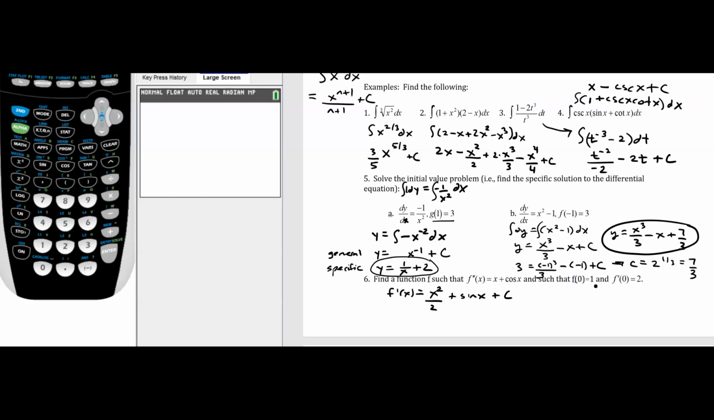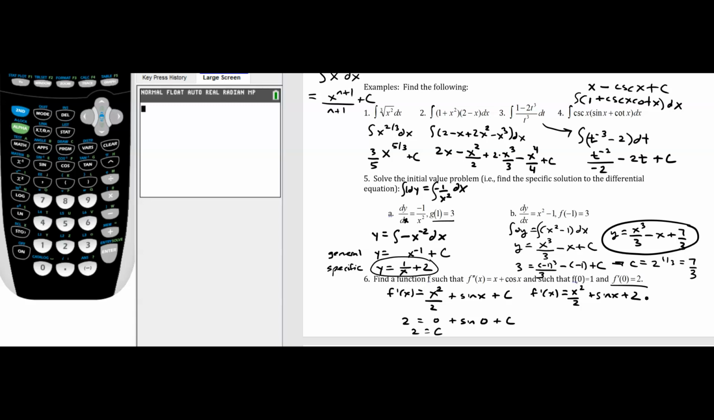So I can't plug this information in. I have to plug this information. So I have to plug 0 in for x into my f prime function and 2 in for y. So I get 2 equals, that'll be 0 plus the sine of 0 plus c. Well, what is c equal to? Well, I guess we need to know what sine of 0 is equal to. And I think the sine of 0 is equal to 0, isn't it? Sine of 0 is, yeah, because the cosine of 0 is 1. Sine of 0 is 0, so c ends up equaling 2. If c is equal to 2, then f prime of x is equal to x squared over 2 plus sine of x plus 2.